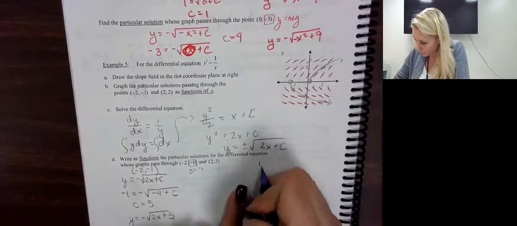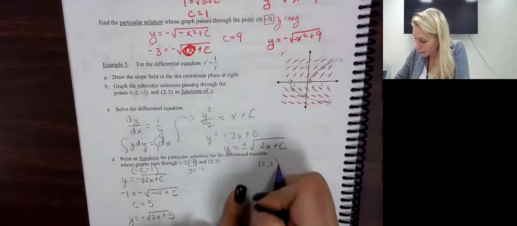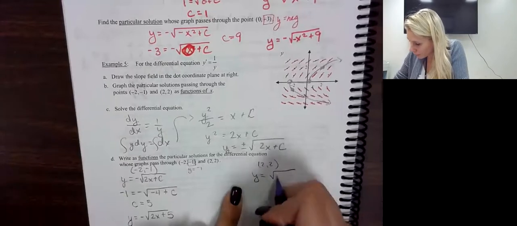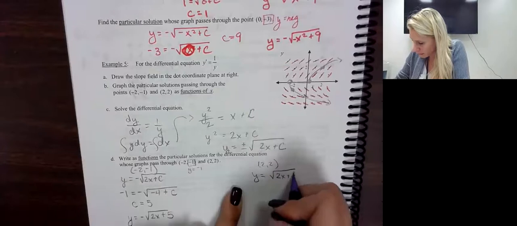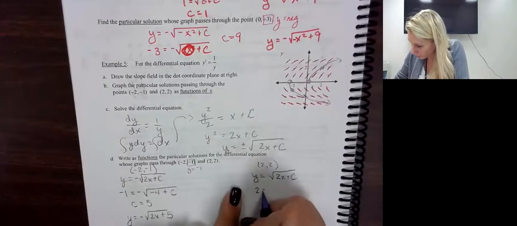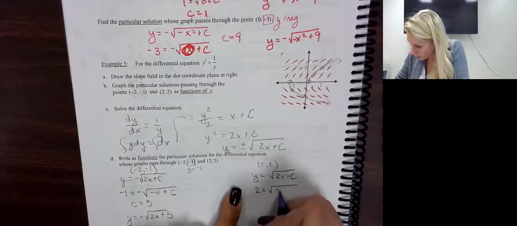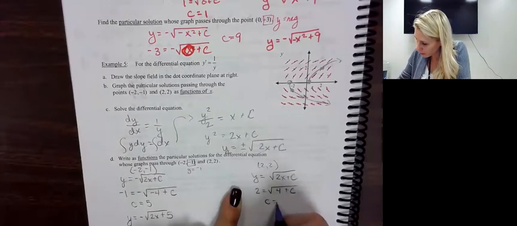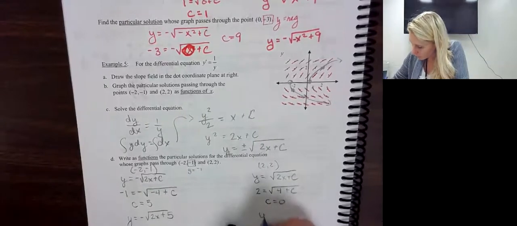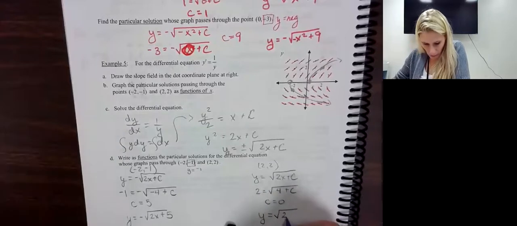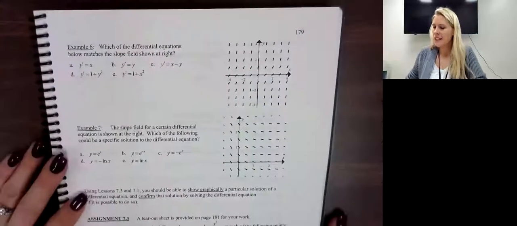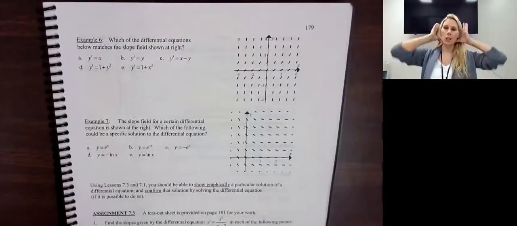Let's do 2, 2. Y is positive, so I'm going to use y equals the positive square root of 2x plus c. I'm going to plug in, so 2 equals square root of 4 plus c. Well, that means c equals 0. So for this particular equation, we get the square root of 2x. Yay.